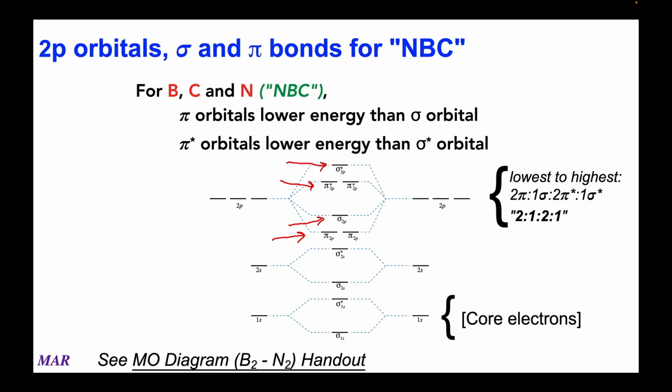So if you go from lowest to highest, it creates what I will sometimes refer to as the 2-1-2-1 pattern. That's two pi's followed by one sigma, followed by two anti-bonding pi's and one anti-bonding sigma. This is what you'll use for molecules that have nitrogen, boron, and carbon. So for example, N2 will use this, or B2, or you could also have things like CN when the two atoms come together.